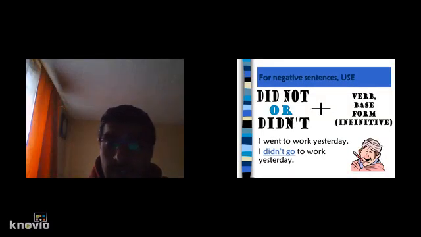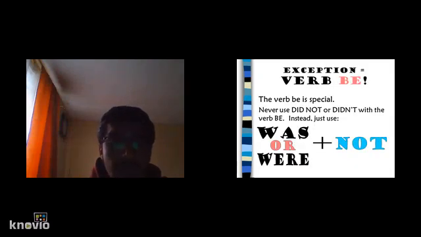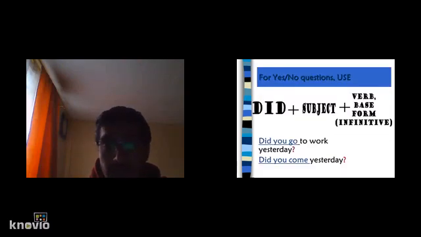Exercises. For negative sentences, we are going to use the auxiliary did. Obviously, because it is negative, it's going to be didn't. And the verb is going to be in the base form. For example, I didn't go to work. This is the auxiliary, and that's the verb in the base form. Obviously, we have the keyword here to identify the simple past. An exception is with the verb to be because it has its proper forms like was or were, plus not. We don't have to use didn't or did not with the verb to be.